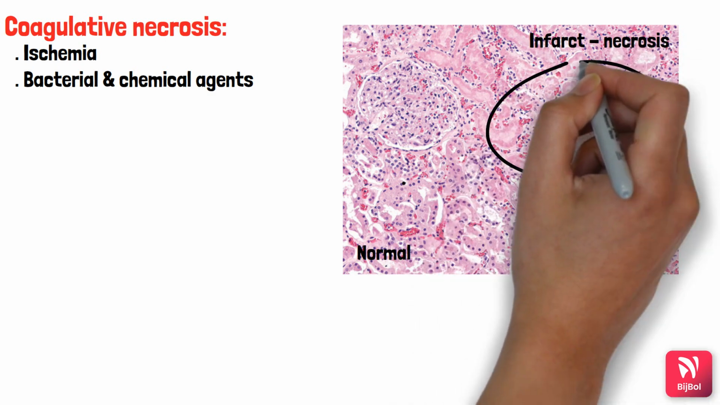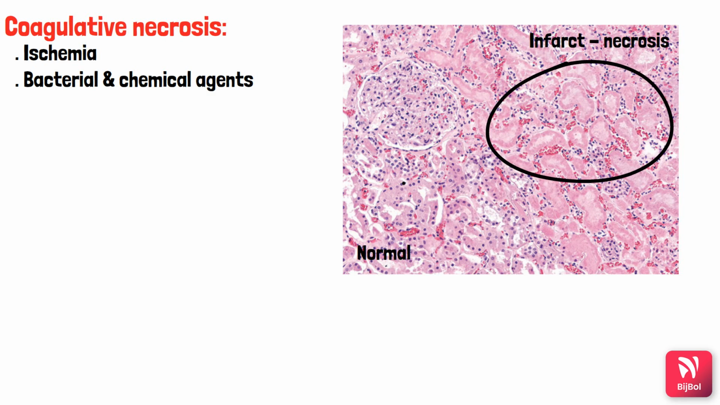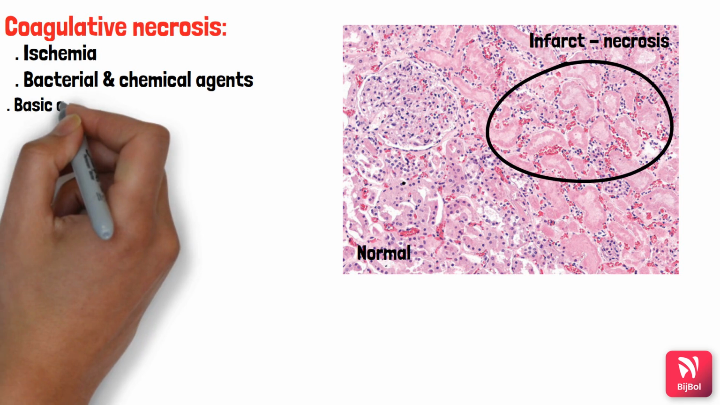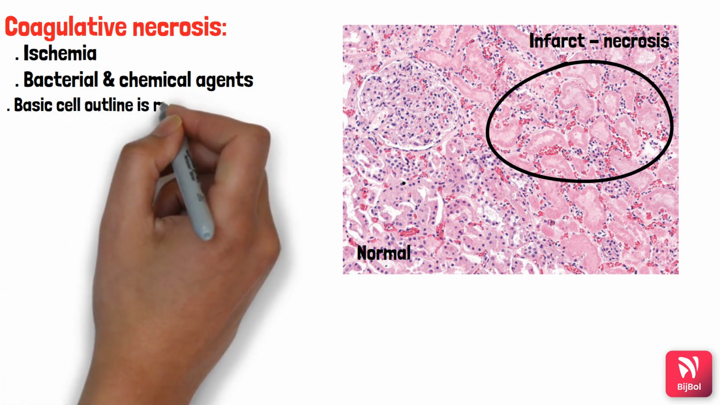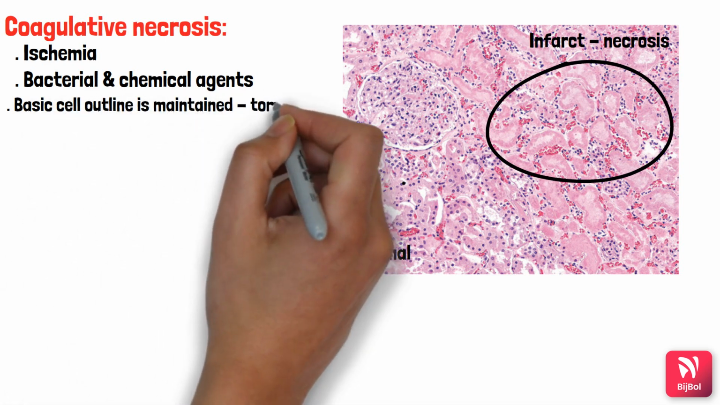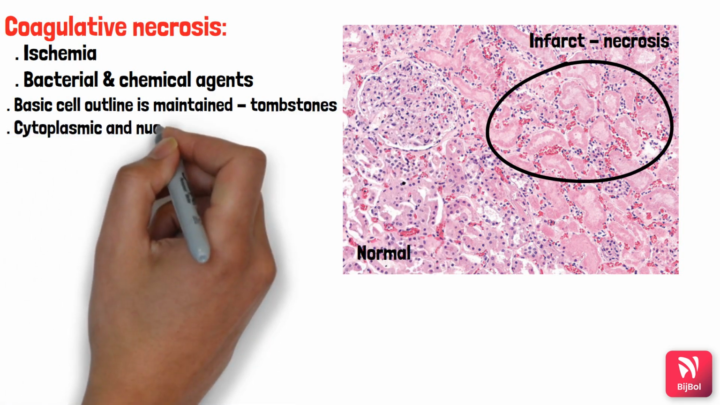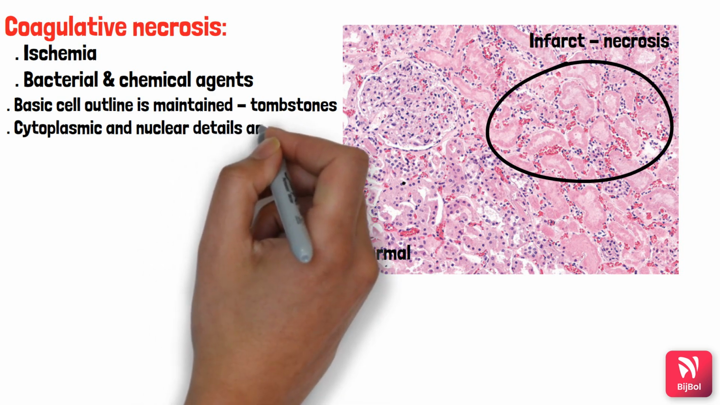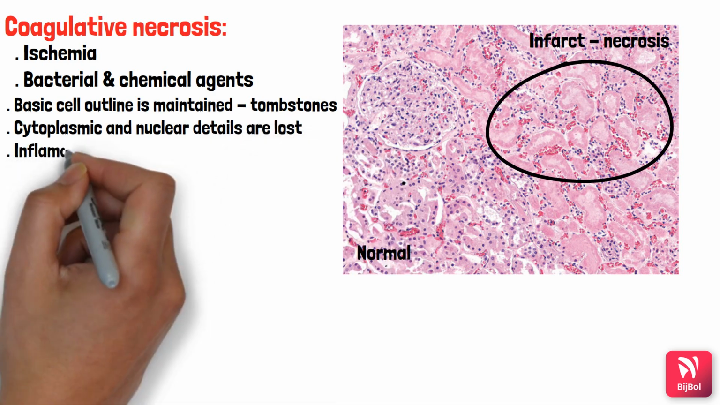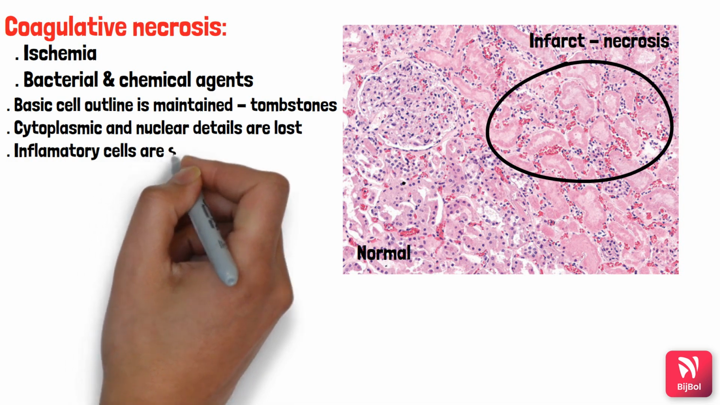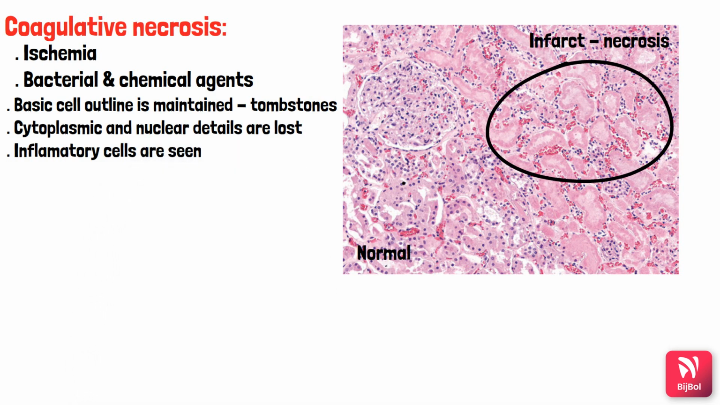The necrotic cells have preserved cellular outlines, but you cannot see any nuclei, as you can on the normal side, and you can see some blue dots between the tubules. They are nothing but inflammation. So what happens in coagulative necrosis? The basic cellular outline is maintained in the form of tombstones, but the cytoplasmic and nuclear details will be lost, as you cannot see the nucleus. And inflammatory cells will be seen in between these tubular epithelial cells.